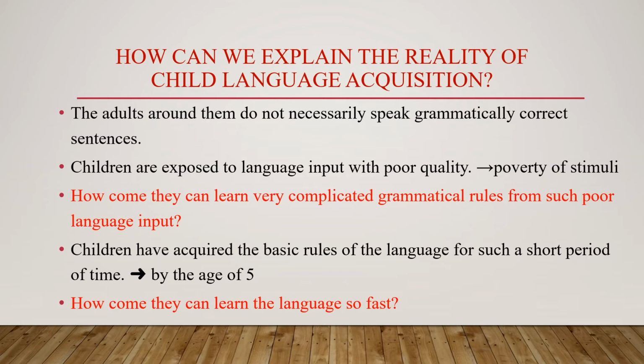Another miracle is that children have acquired the basic rules of the language approximately by the age of 5. Such a short period of time, so fast. Then, the question is, how come they can learn the language so quickly?